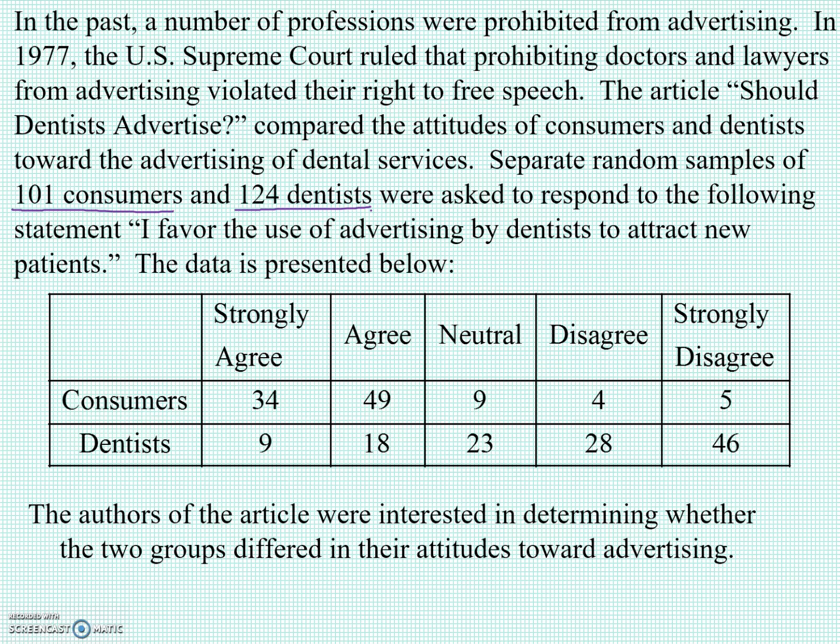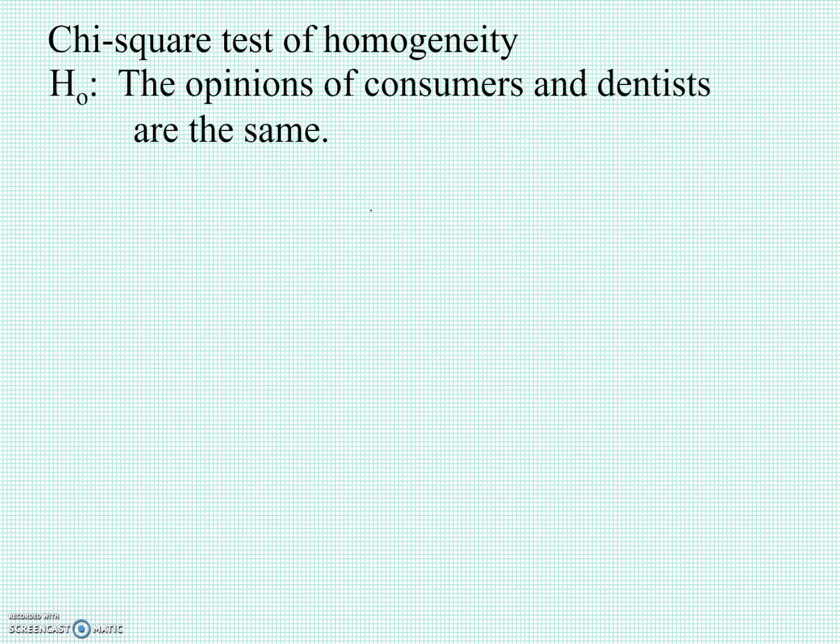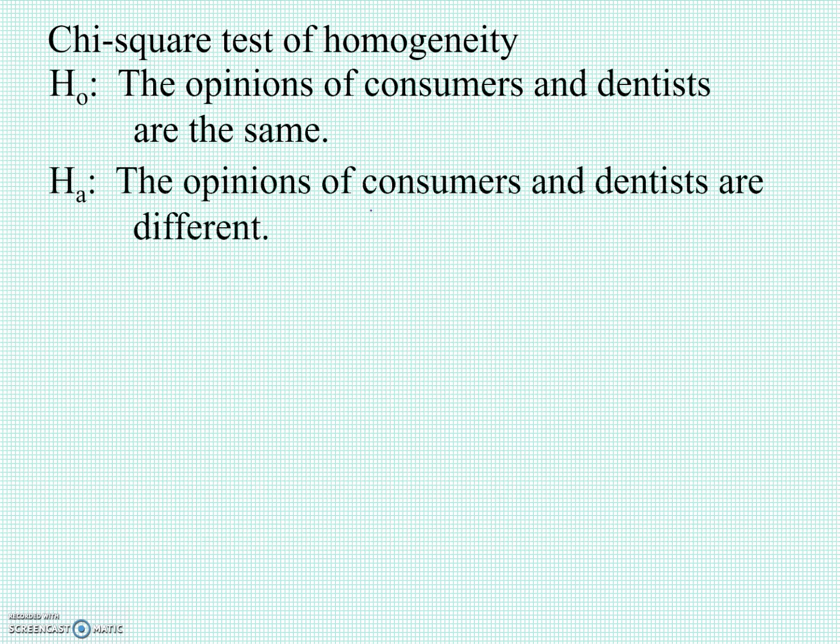Our null would be that they have the same opinion. Our alternative would be that their opinion is different. So we're doing a chi-square test of homogeneity. Again, the opinions of consumers and dentists are the same for the null. Our alternative is that they are different. We don't know how different. We don't care. We just know that either they are the same or one of them is different.